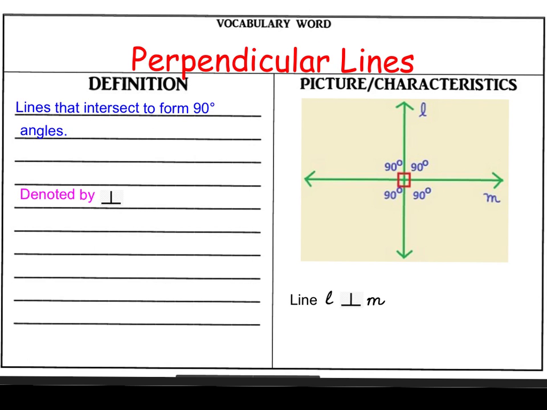Moving on to our second vocab word, which is perpendicular lines. These lines intersect to form 90-degree angles as shown. I have my lines L and M, and they're intersecting at exactly 90 degrees, as you can see. The notation for perpendicular lines is this symbol here that looks like an upside-down T. Okay, please pause the video so you can copy the definition and the diagram.